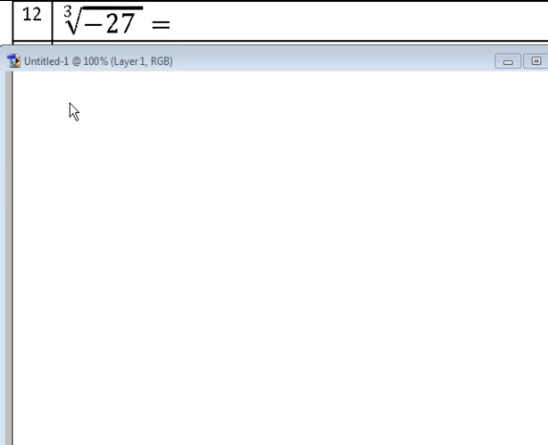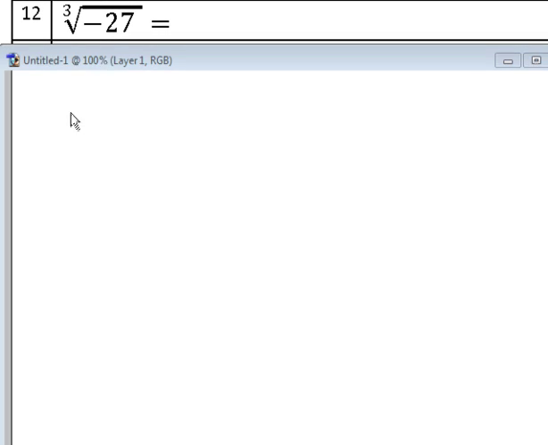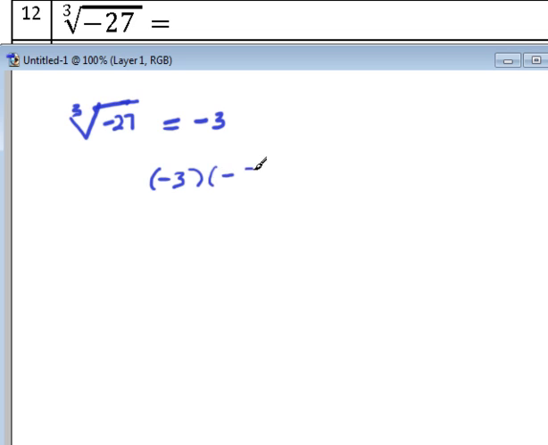In number 12, we're just taking the cube root of minus 27, and the cube root of minus 27 is minus 3, okay, because minus 3 times minus 3 times minus 3 is equal to negative 27.